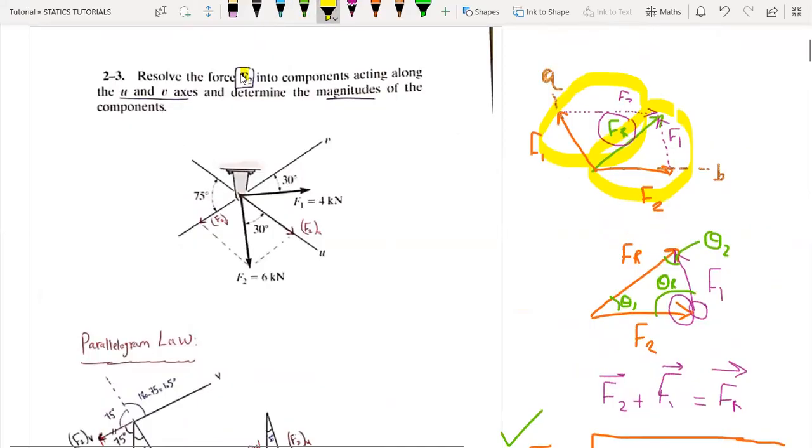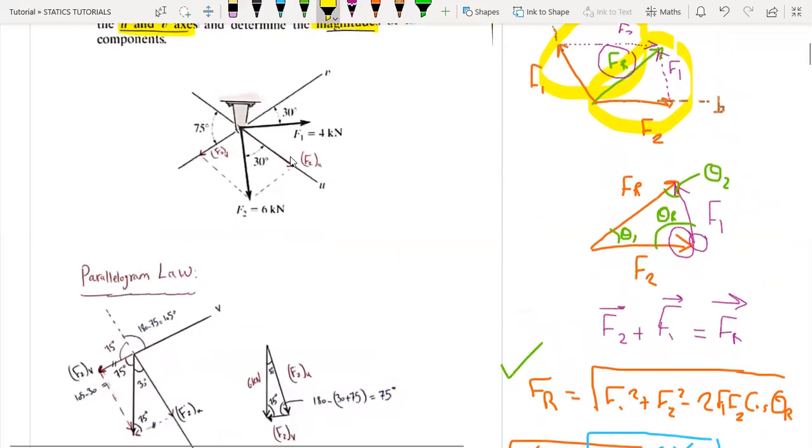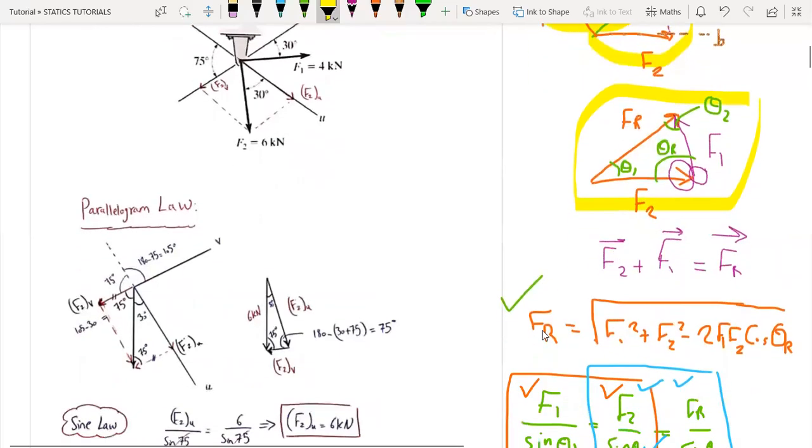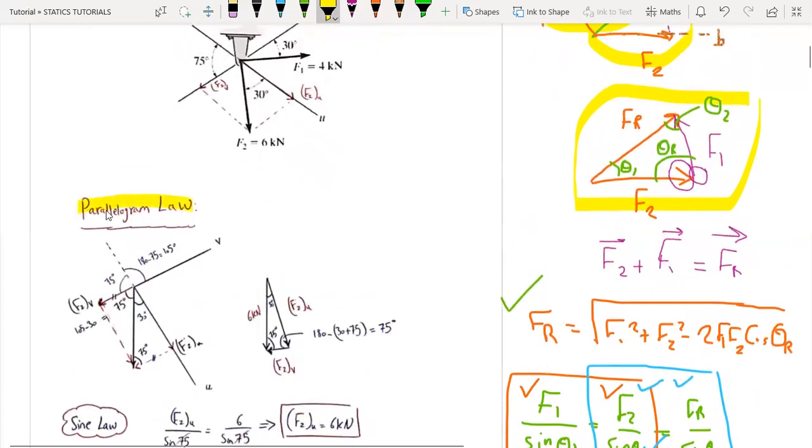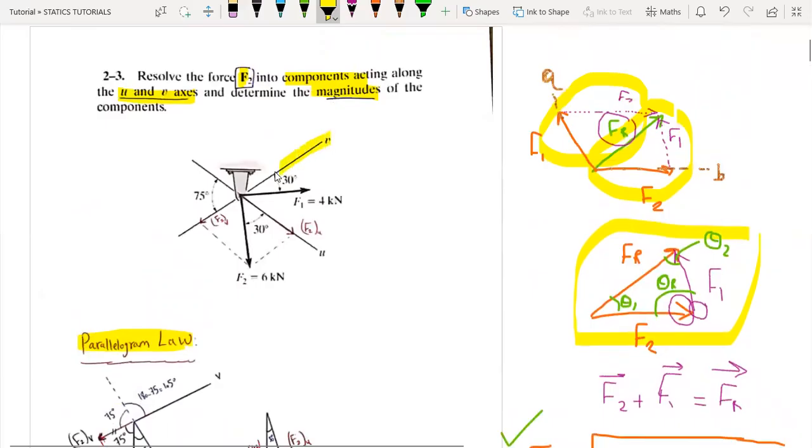Resolve the force F2 into components acting along the U and V axes, and determine the magnitudes of the components. So we are going to use the parallelogram or the triangular rule, tip to tail. And then when we construct this triangle, we are going to use the cosine and sine laws. So here is the parallelogram law. Here is the V axis, and here is our U axis.